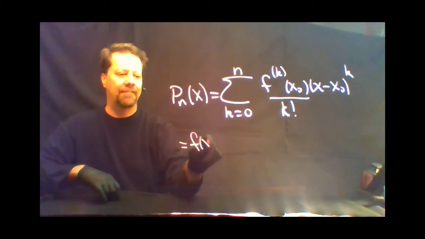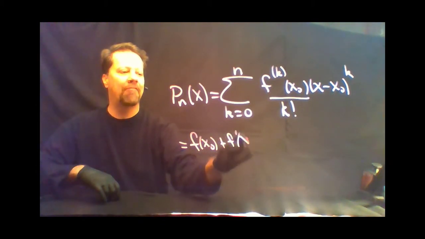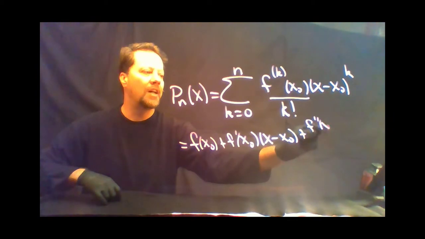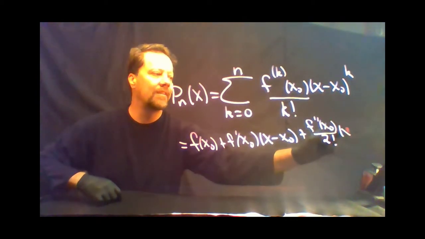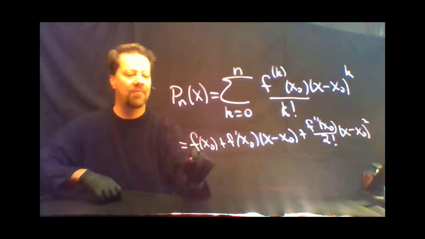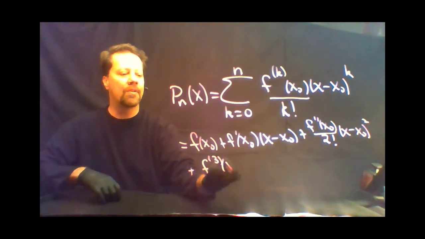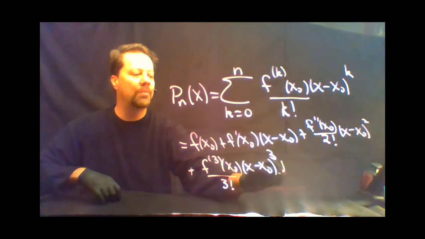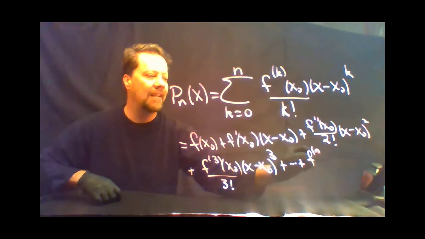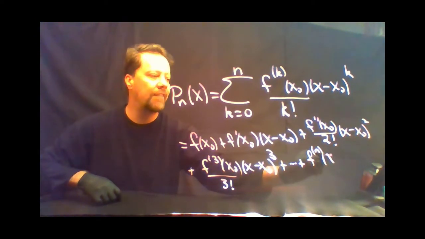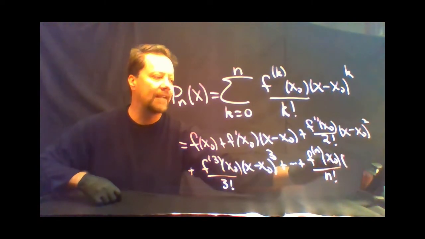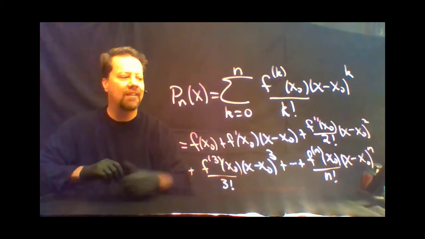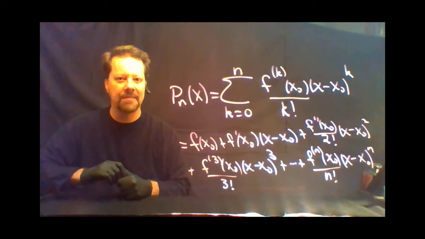That's equal to f of x naught plus f prime of x naught times x minus x naught plus f double prime at x naught over 2 factorial x minus x naught squared plus the third order derivative at x naught divided by 3 factorial times x minus x naught cubed until you get to the nth order derivative evaluated at x naught divided by n factorial x minus x naught to the power n. These are nth degree Taylor polynomials.